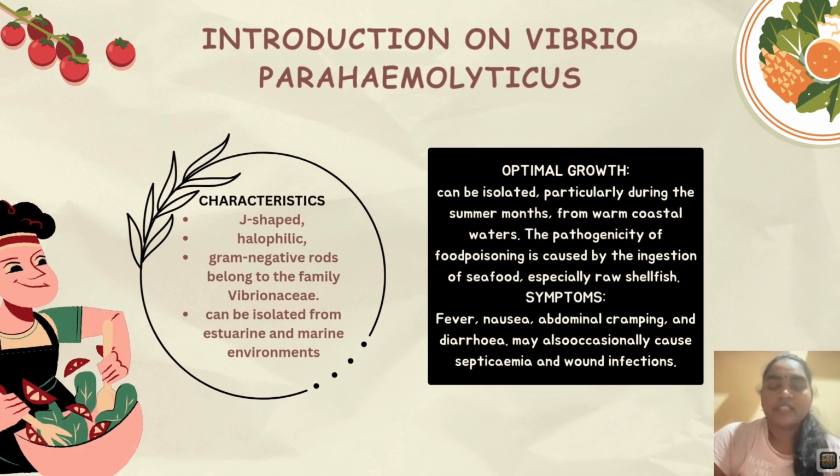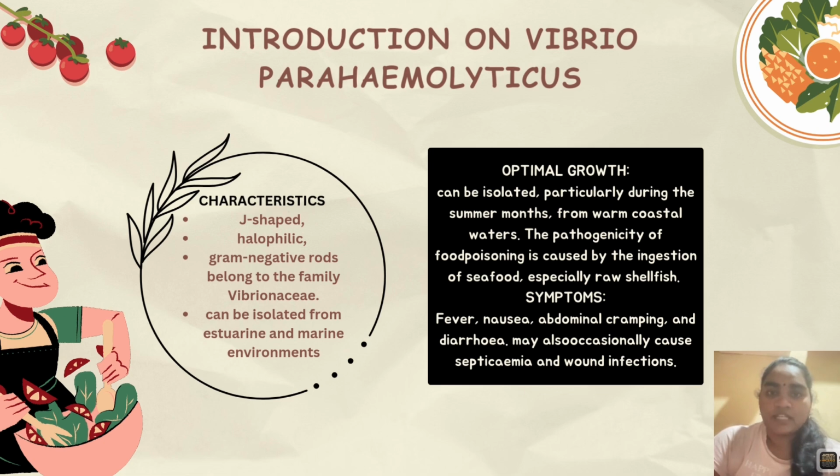Vibrio parahaemolyticus is a J-shaped, halophilic, gram-negative bacterium that belongs to the family Vibrionaceae. It is commonly found in estuarine and marine environments, and it's particularly abundant in warm coastal waters during the summer months, making it a significant concern for seafood safety.